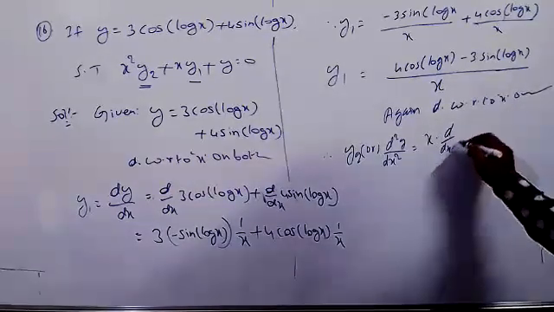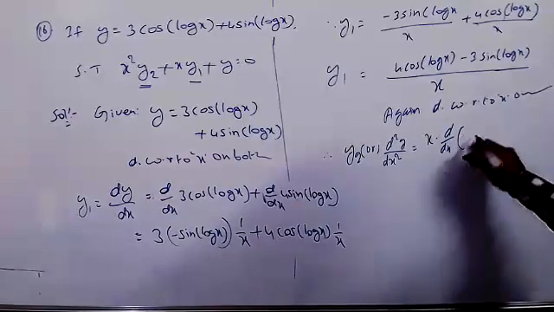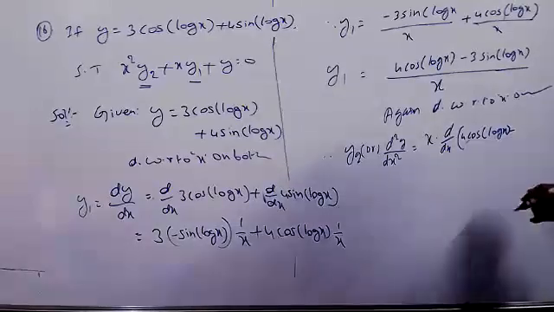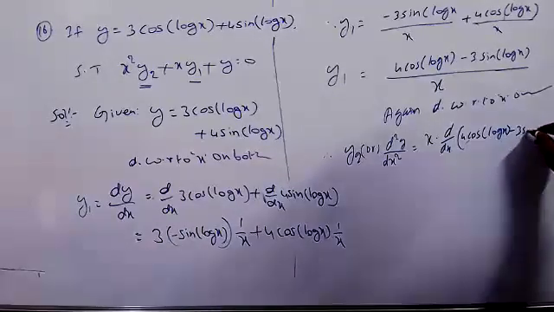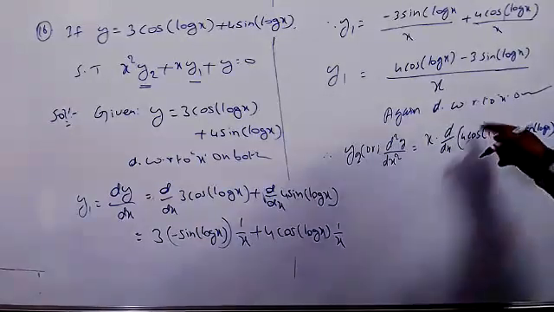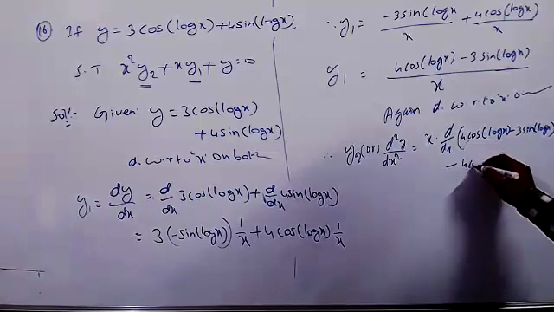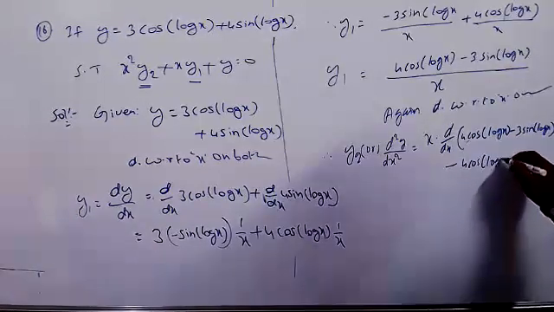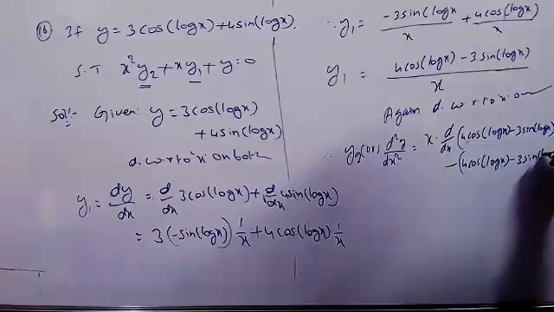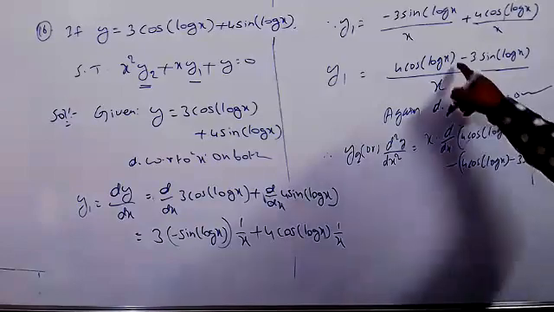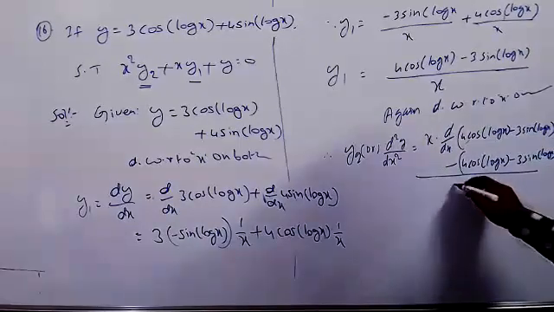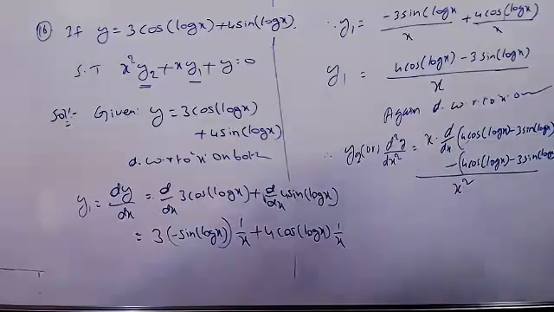d by dx of 4 cos of log x minus 3 sin of log x, minus 4 cos of log x minus 3 sin of log x in a bracket, into the differentiation of v, meaning the differentiation of x, which equals 1 only, whole by x square.